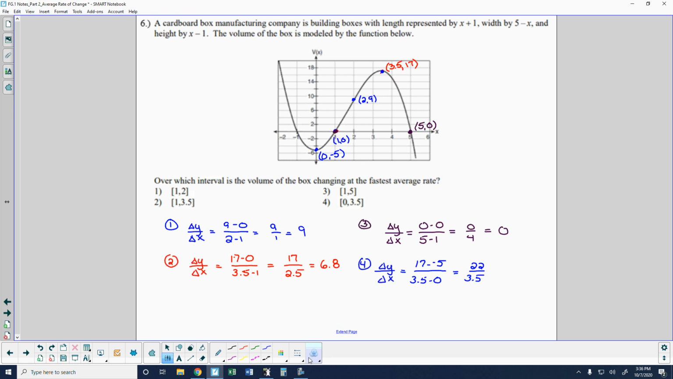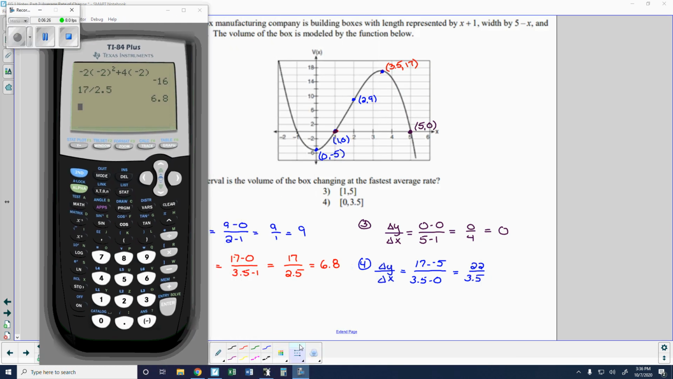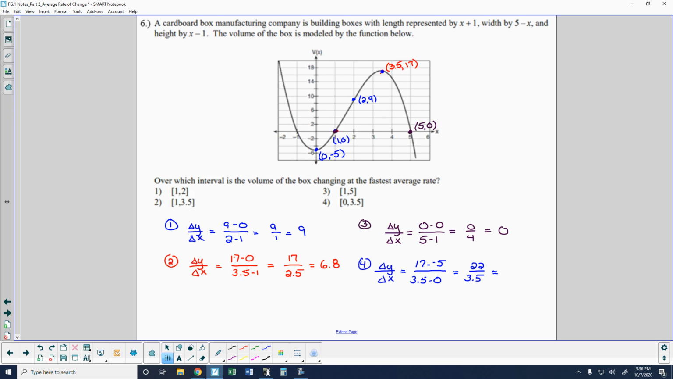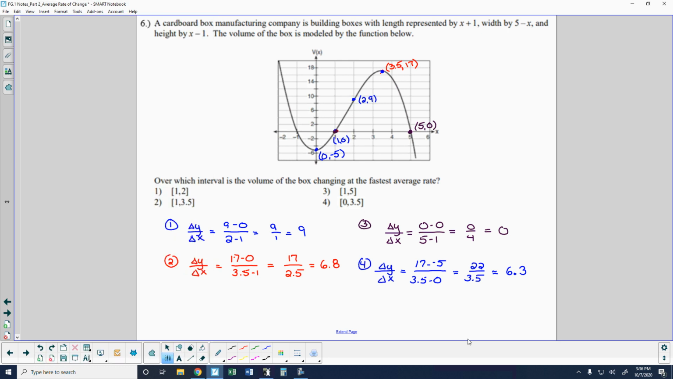You would have had 22 over negative 3.5, which would come out to the same answer. So we can simplify this expression to double check that this is what the value is going to be. And this is approximately, let's just round to 1 decimal, it's good enough, 6.3. So which of these intervals have the highest rate of change? Problem number 1. And we can find that again by taking the change in y's and dividing by the change in x's.